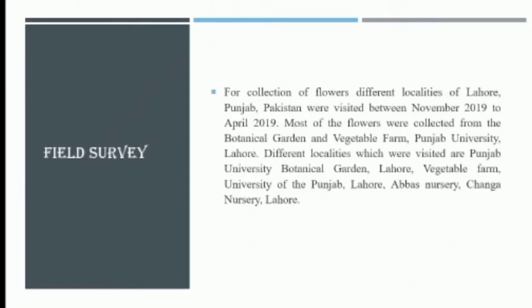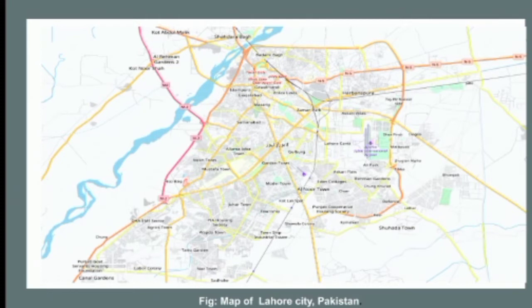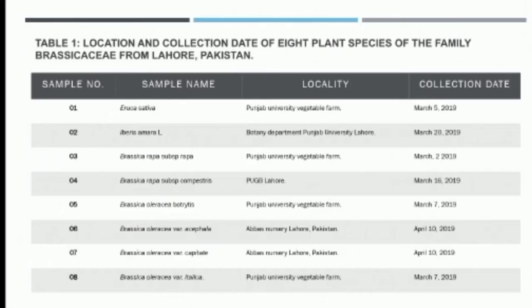A field survey was carried out for the collection of the flowers from the different localities of Lahore. Basically, the species were collected from the botanical garden and from the vegetable farm of the Punjab University, Lahore, Pakistan. Other than this, different nurseries such as Changa Nursery and Abbas Nursery were also visited, and Jinnah Park was also visited for the collection of the flowers. The study area basically included the city Lahore, and the map of the Lahore city is shown here, and the basic area of the study was the Punjab University, Lahore.